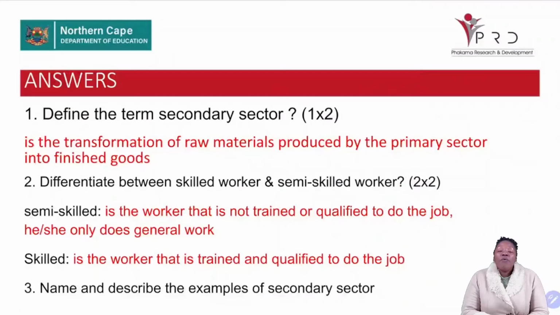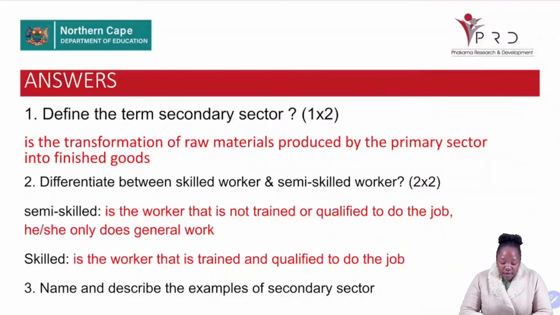So most of the time, when it comes to the payment, the one who is getting a higher salary is the one that is skilled, because he or she has a certificate and also underwent that certain training that qualifies him or her to earn a higher salary as compared to the semi-skilled. So you cannot say you just want to be a semi-skilled so that you can do the general job, because you will be getting less income as compared to the one who is skilled.